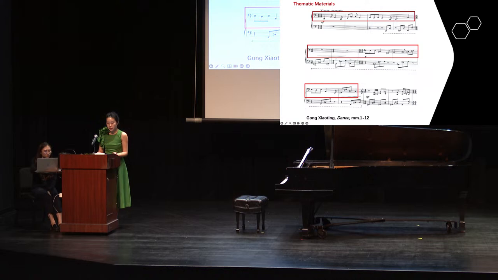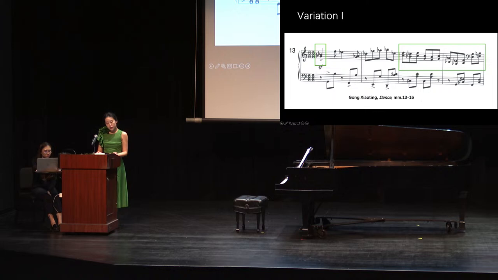Different ways are used during the development section, including building intervals based on the melody note, deforming and modulating the melody, changing the rhythmic pattern, and thickening the melody material with a superimposed chord when it arrives at the climax. When we move to the first variation, it can be found that the melody is thickened by perfect fourths and fifths for linear melody.